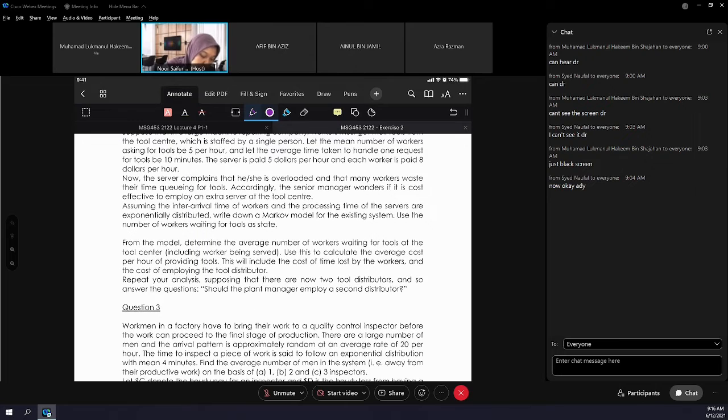For question 2, the first one that Lukman shared just now is MM1. Then Afif said the new system is MM2. So your rho is lambda over C mu equal to 5 over 12. You want to calculate your L or your LC. What is the formula for your L for MMCQ? Lambda WC. How are you going to calculate that?